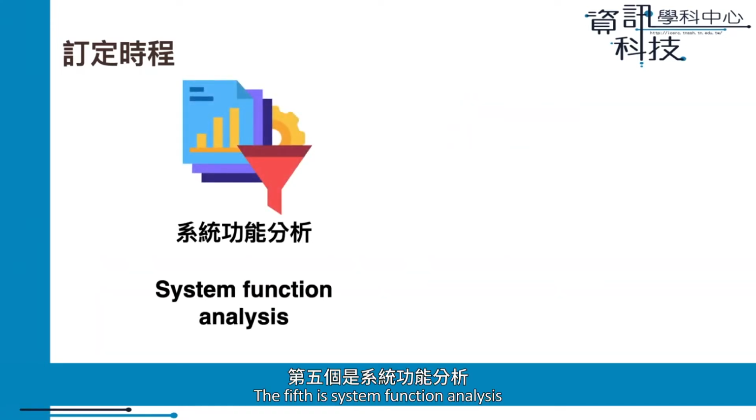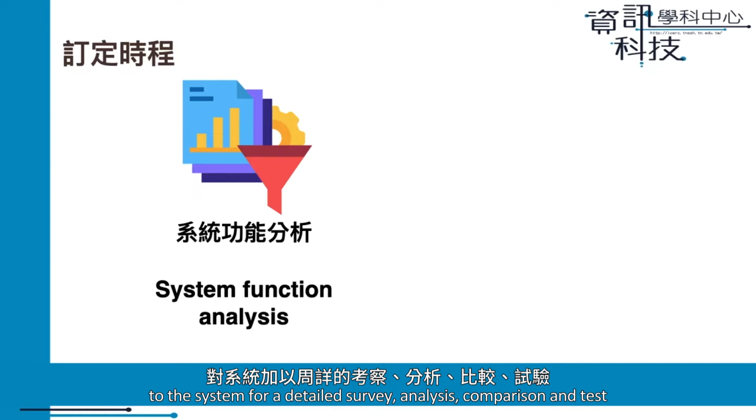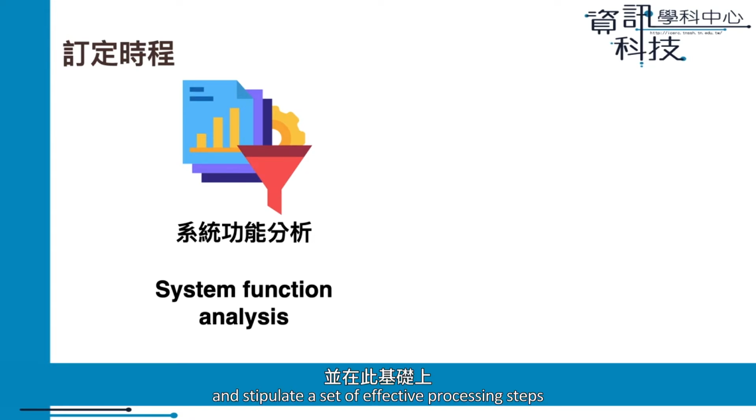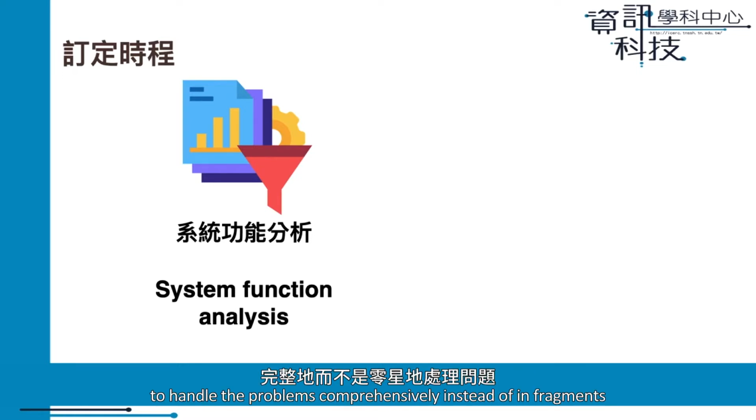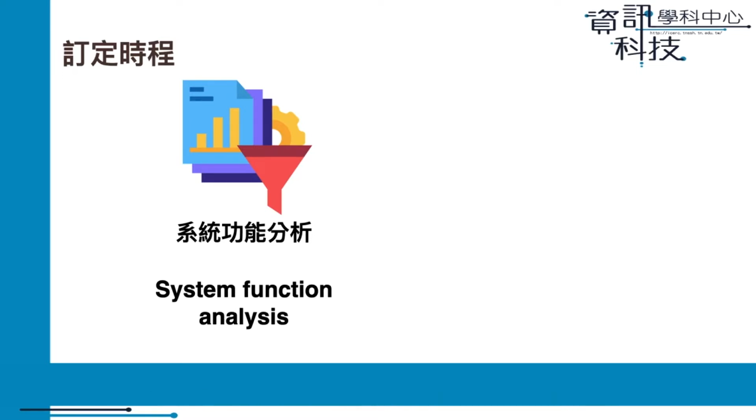The fifth is system function analysis. System analysis puts the system functions into action to fulfill system goals. Apply scientific methods to the system for a detailed survey, analysis, comparison, and test, and stipulate a set of effective processing steps, and program based on this foundation, or propose a modification process for the original system to handle the problems comprehensively instead of in fragments.